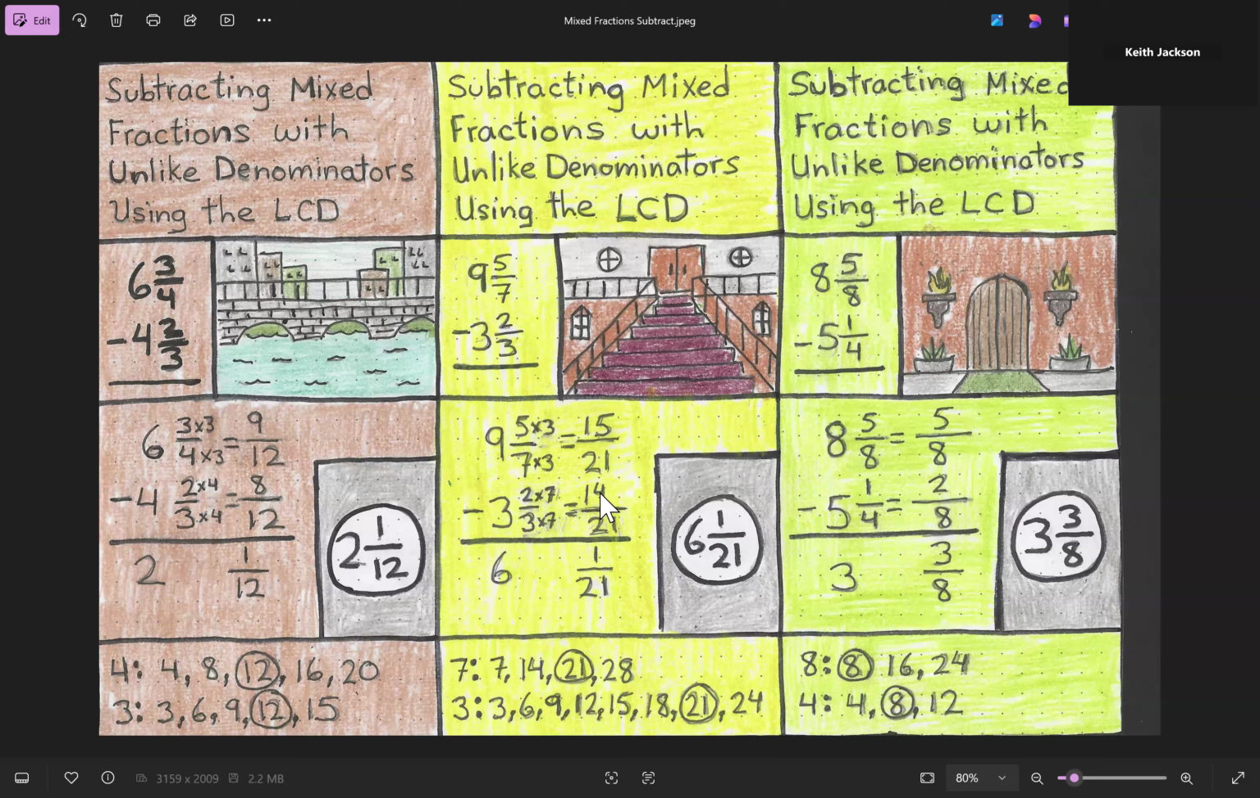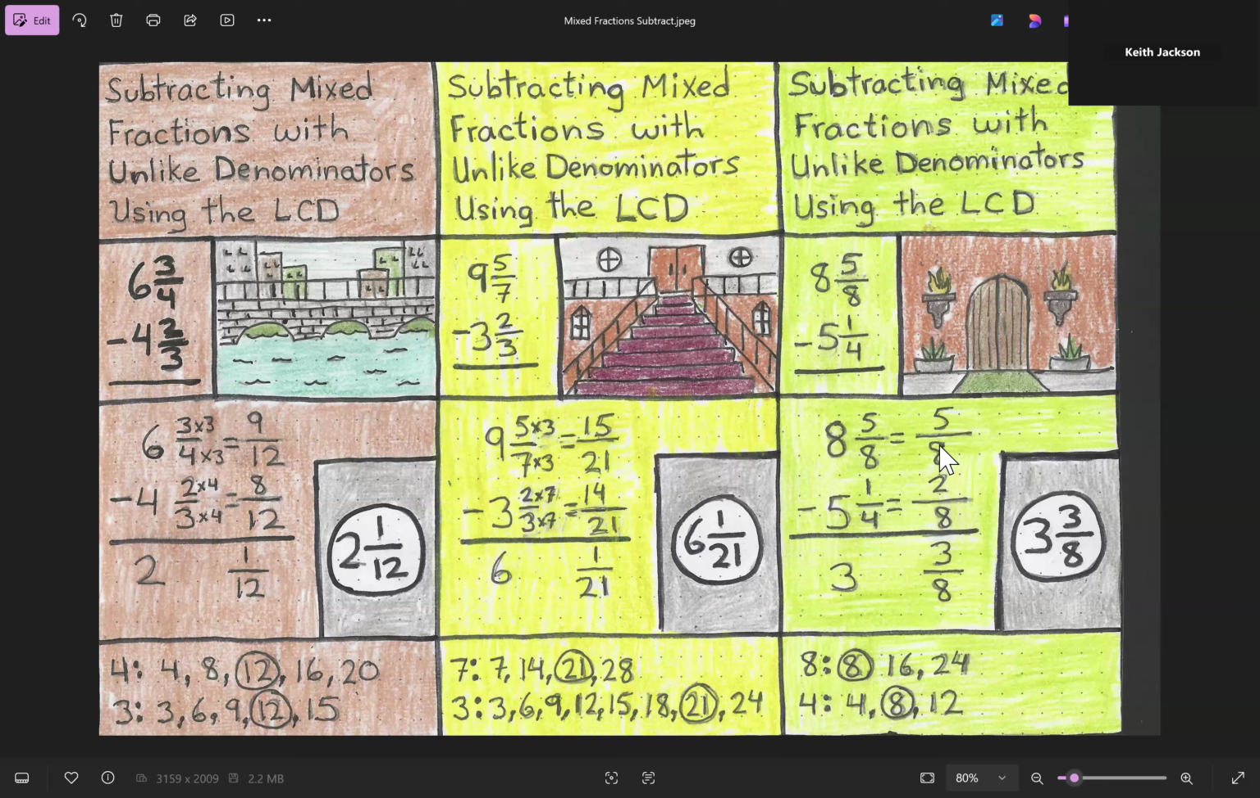15 minus 14, because we're subtracting the numerators, right? And so 15 minus 14 will give us 1, keeping the denominator of 21. That part will be 1 over 21. And we know that 9 minus 3 will give us 6. And so our answer is 6 and 1 over 21.